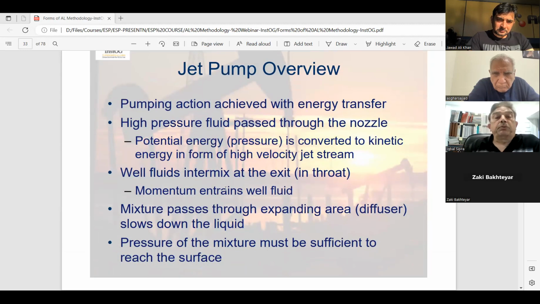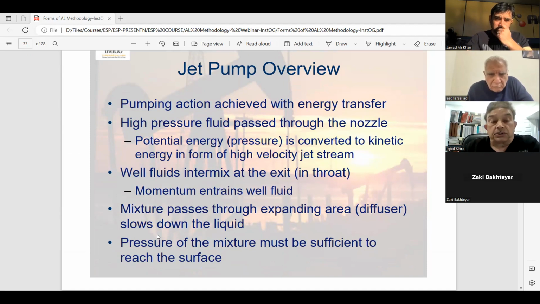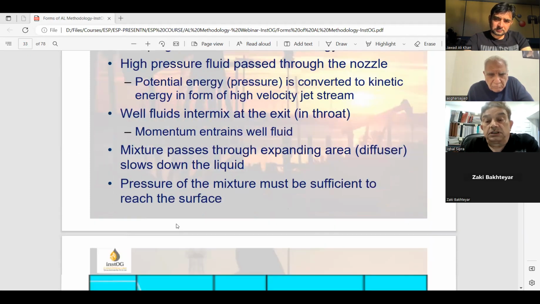Jet pump overview: pumping action is achieved with energy transfer. Higher pressure fluid passes through the nozzle. Potential energy, pressure, is converted to kinetic energy. Well fluid intermixes and exits the throat. Momentum entrains the well fluid. The mixture passes through expanding areas, diffuses, and slows down the liquid. The pressure at maximum must be sufficient to reach the surface.